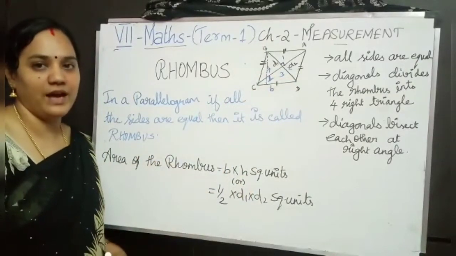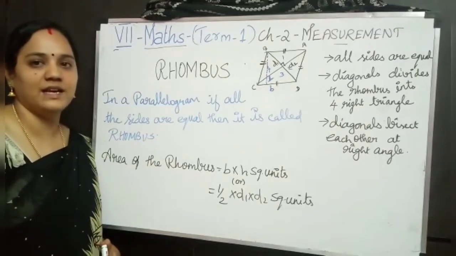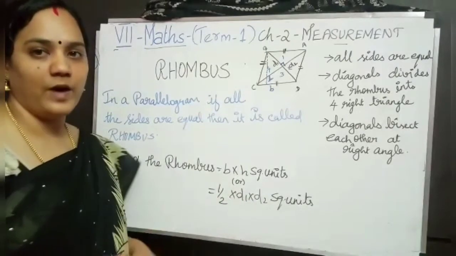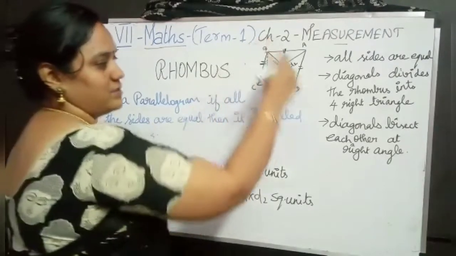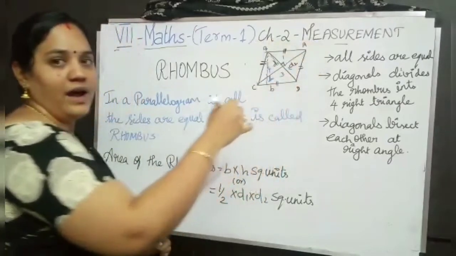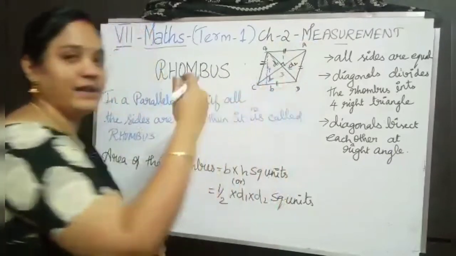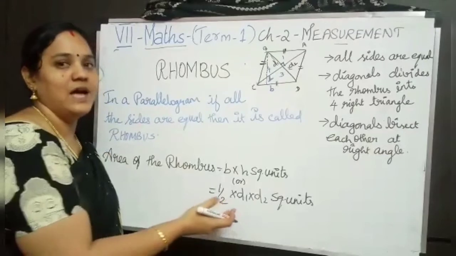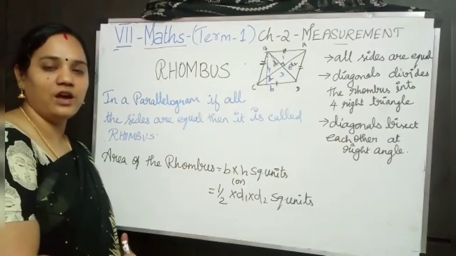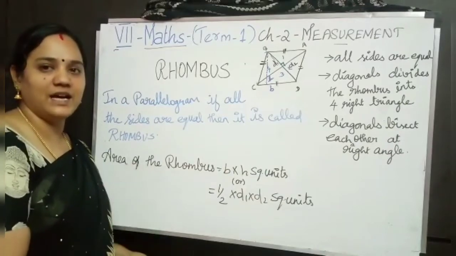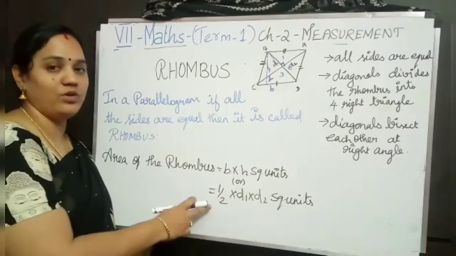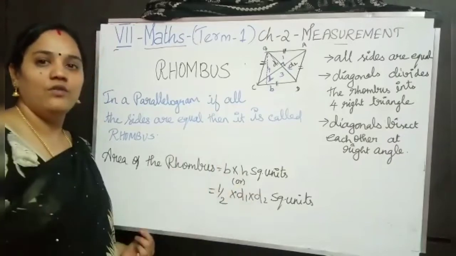Another formula: if the diagonals are given and we want to find the area, we can use half into d1 into d2 square units. We can divide this whole rhombus into 2 triangles, and by adding the areas of those 2 triangles we get the formula half into d1 into d2 square units. So we have 2 formulas for finding the area of a rhombus. If base and height are given, use base into height, and if diagonals are given, use half into d1 into d2. Is it clear?